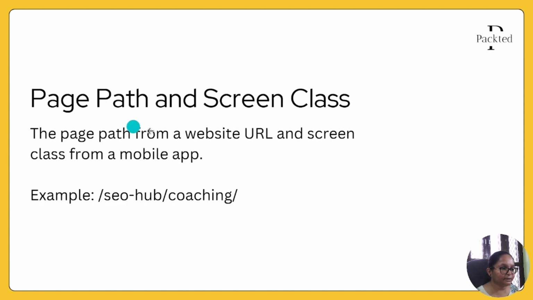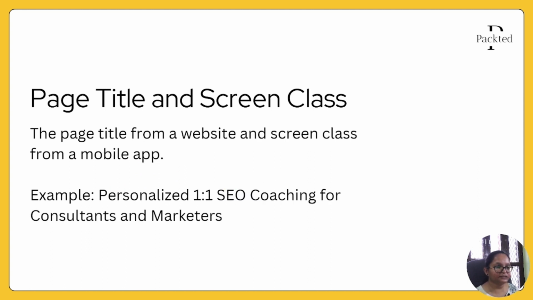And the next is the page path and screen class, and from here we will understand the differences between the web property and the app property. So it tells you the page path from a website URL and the screen class from a mobile app. So if you have a website, then it will show you the page path. So this is how a page path looks like. The page path in the reports doesn't show the website name, it just shows the path. So the path from a website URL and the screen class from a mobile app will be shown in this dimension.